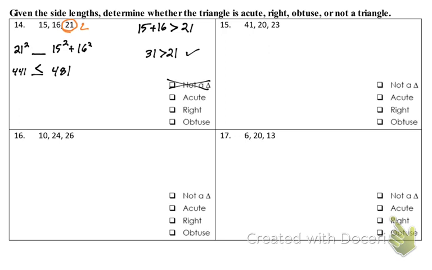The nice thing is small leading to acute makes sense to me. Small, acute; large, obtuse. If it's equal to, it's right. Okay? Yeah. 11.